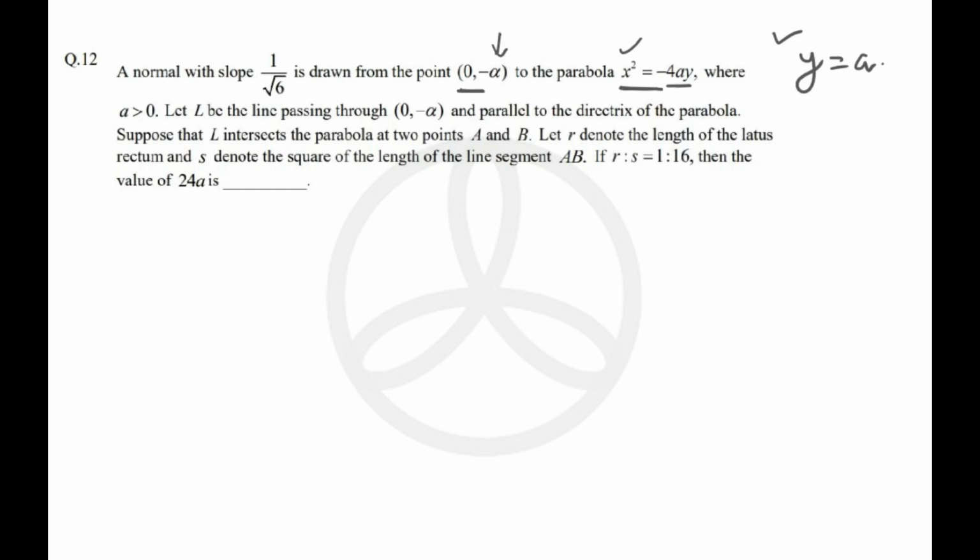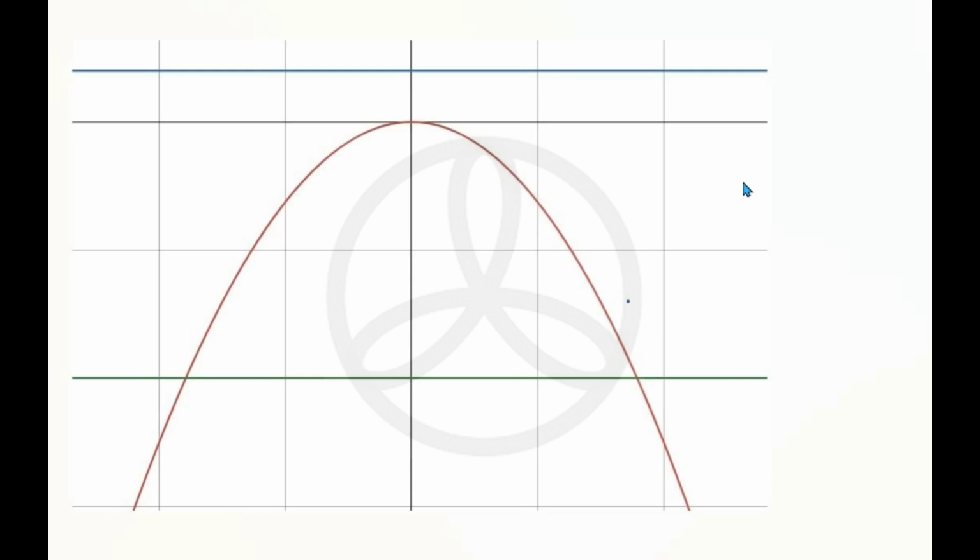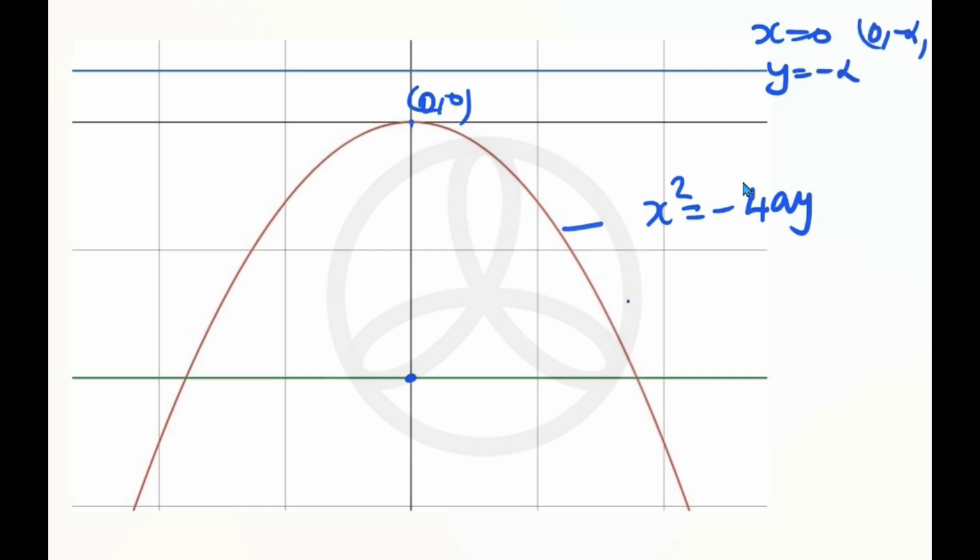I will use a graphical template to explain in a much better way. Okay. This is the parabola, which is x square is equal to minus 4ay. Okay. And this is the origin, 0, 0. And this particular point will be, since it is saying x is equal to 0 and y is equal to minus alpha, 0 comma minus alpha. x will be 0 means it will be on this line, and alpha will be a value in the negative direction. This becomes 0 comma minus alpha.